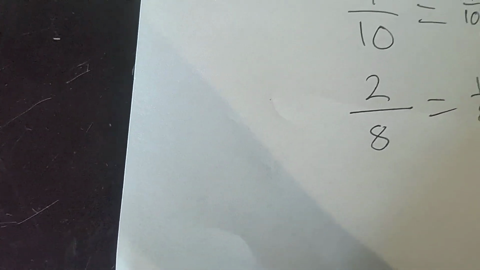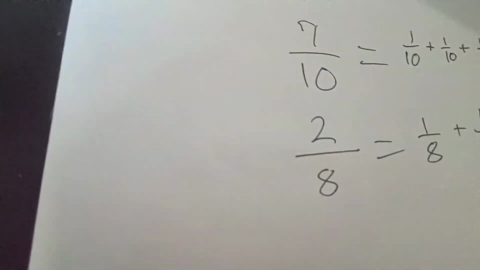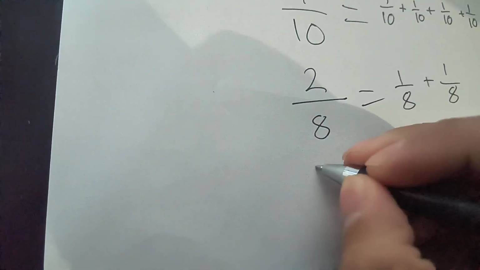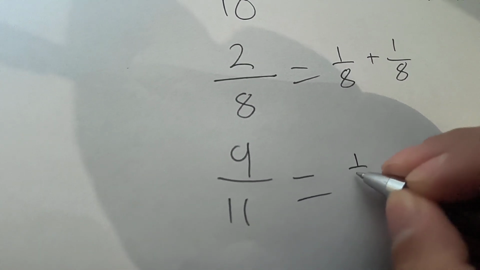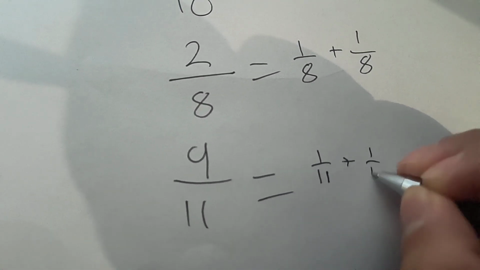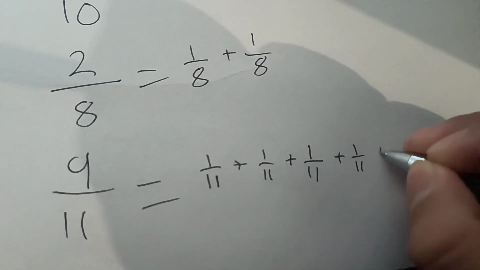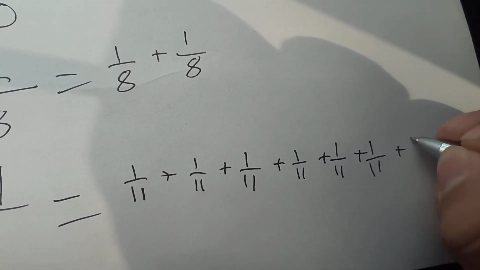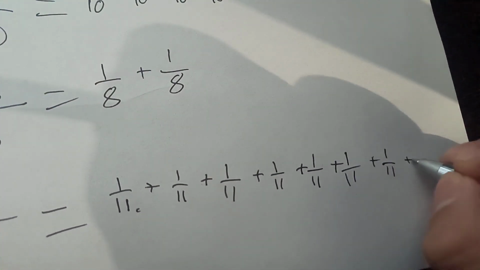Okay. What about 9 out of 11? Will that be equal to 1 out of 11 plus 1 out of 11 plus 1 out of 11 plus 1 out of 11 plus 1 out of 11 plus 1 out of 11 plus 1 out of 11? That's 1, 2, 3, 4, 5, 6, 7, 8, 9.